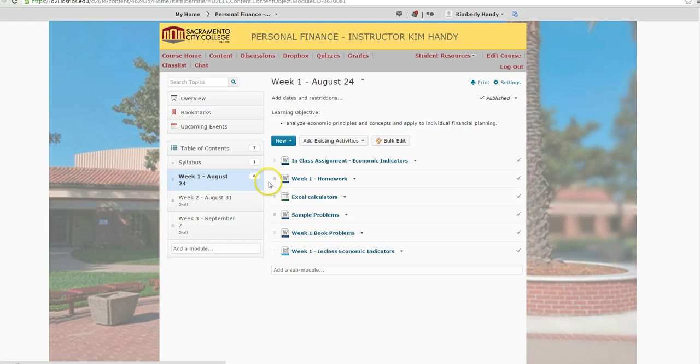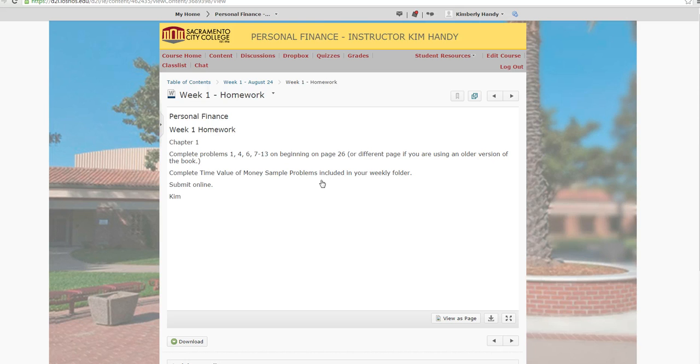Let's start by going into D2L, going into the week 1 homework folder, and clicking on the week 1 homework assignment. What this homework assignment says is that you need to complete the problems that are in the book. Right now I understand that you may not have your book yet, so I've included a copy of these problems in your week 1 homework folder, and I'll show you that in just a minute.